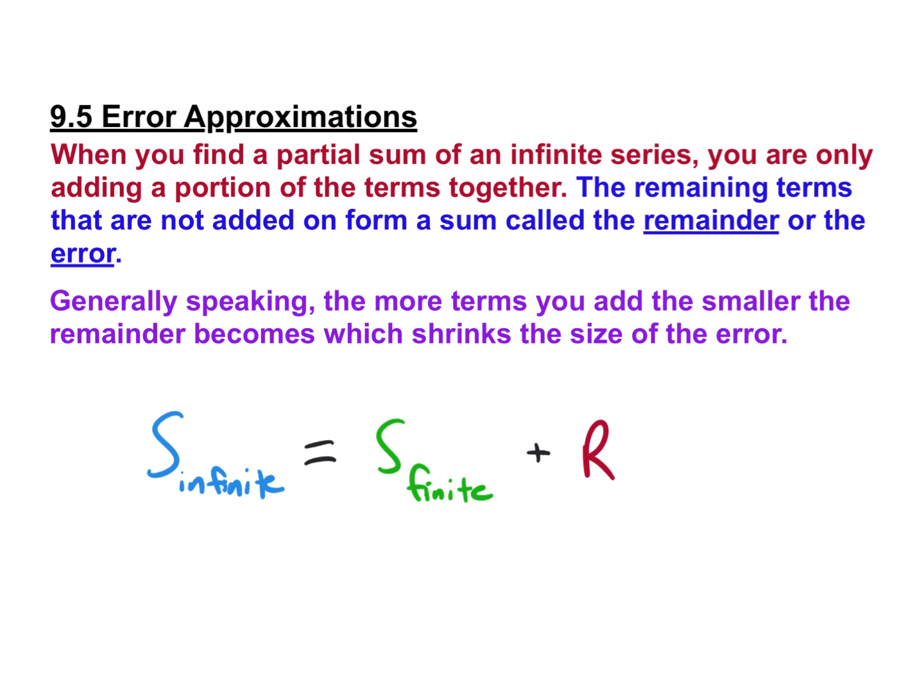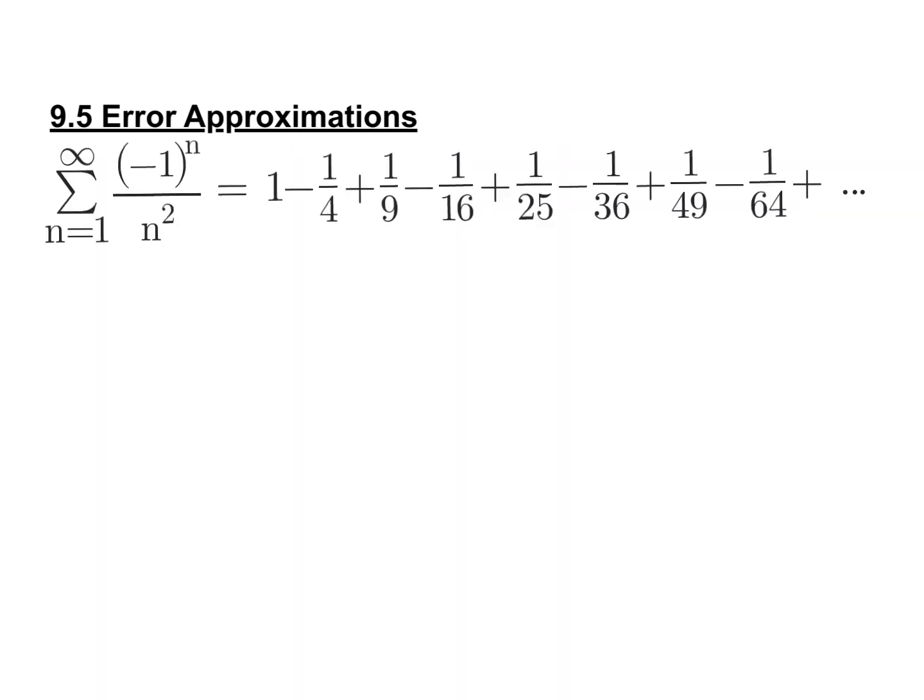So here's an example. Now this is not an example of a type of problem you're going to do. Again, I want it to reinforce the concept. Okay? So here is a series. It is an alternating series. We can tell by that (-1)^n over n squared. And I wrote the first bunch of terms out. Okay? And I'm going to choose to find the fourth partial sum, meaning the first four terms.